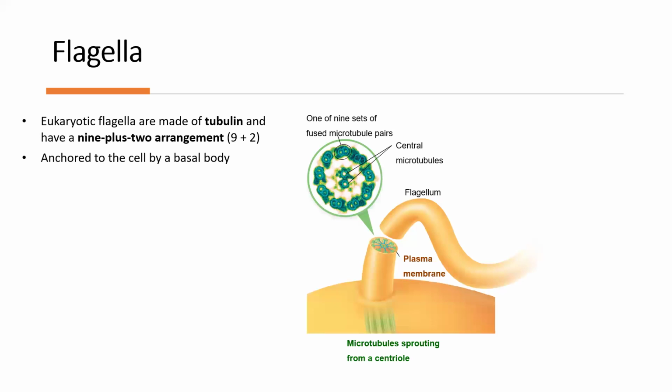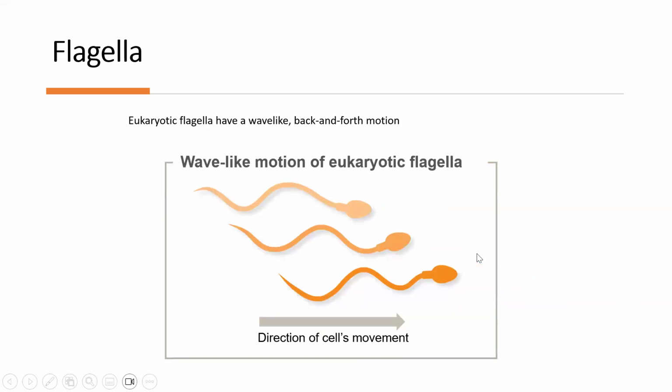And so here is a picture of that 9+2 microtubule setup, 9 on the outside, 2 on the inside. It's anchored to this centriole basal body inside the cell. And when it moves, it's going to flip side to side. The classic example for this is the sperm cell. If you've ever seen a video of a sperm cell swimming, it's just whipping that tail side to side in this wave-like motion, unlike your bacteria, which are going to have a spinning or rotary motion.